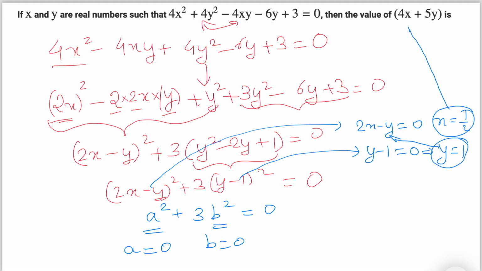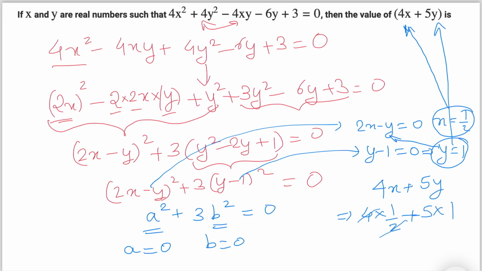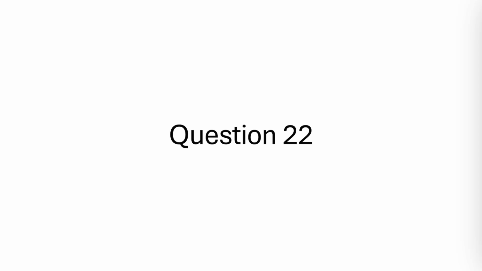Now I can substitute these values in the second expression to get the value of 4x plus 5y. So 4x plus 5y will be 4 into x is 1 by 2 plus 5 into y is 1. 2 cancel, 2 into 1 is 2 plus 5 into 1 is 5, 2 plus 5, your answer is 7. Beautiful question. It's a very frequently asked question now. 2024 was the limit where I saw one question of this type in every slot. So very important. Remember this concept of algebraic tautology.